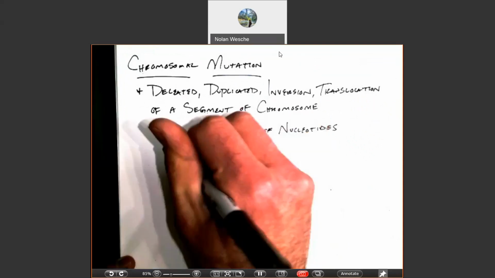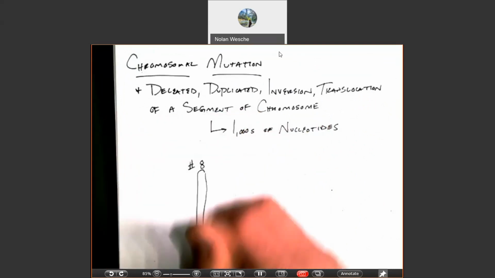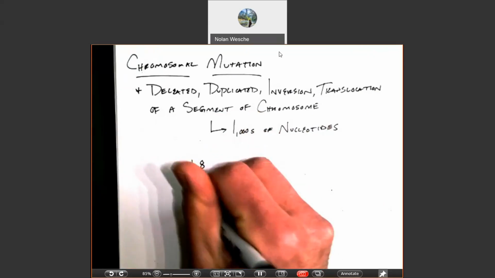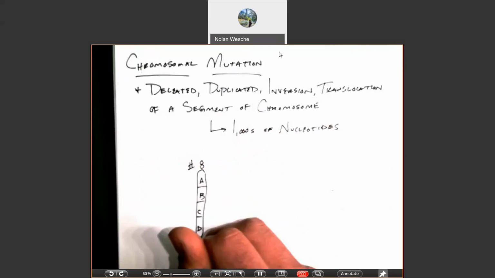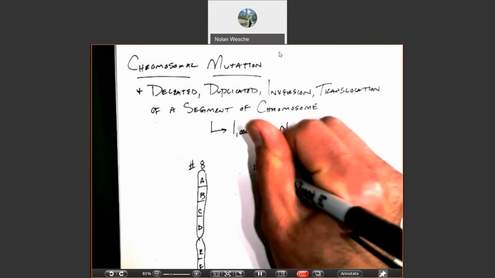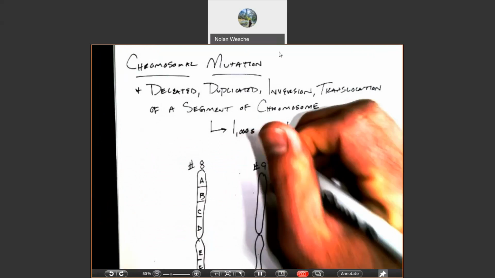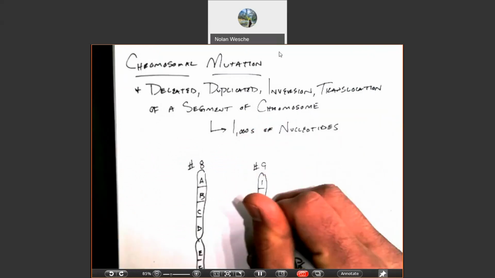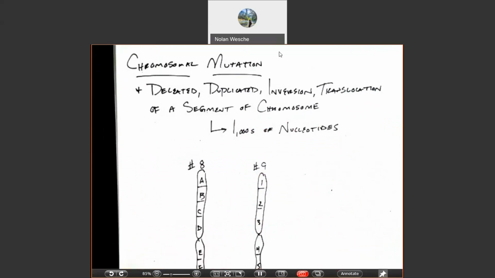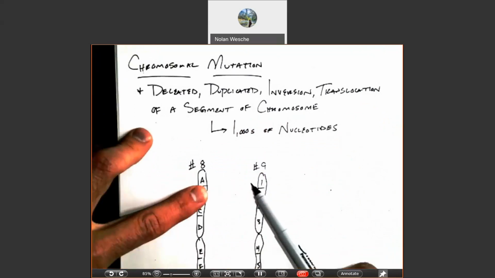So let's say that we've got chromosome number 8 here. We're just picking an arbitrary number, right? And chromosome 8, let's say it's made of segments A, B, C, D, E, and F. And then we have chromosome number 9 here that has segments 1, 2, 3, 4, and 5. So a deletion would be like if on chromosome 8, section B just was deleted.